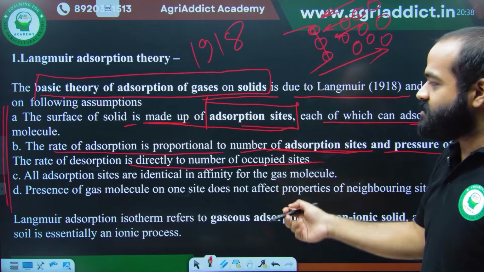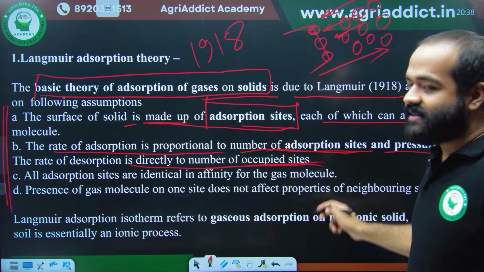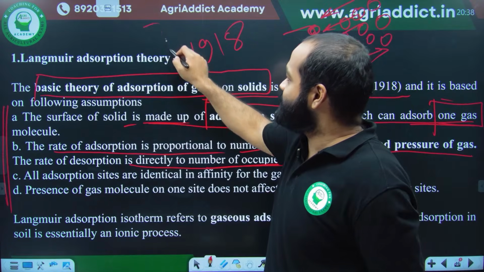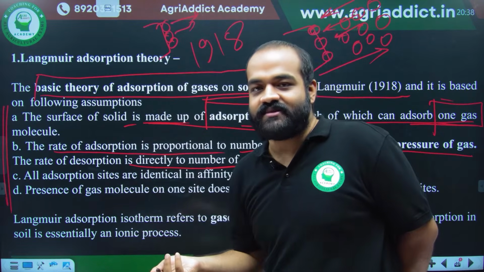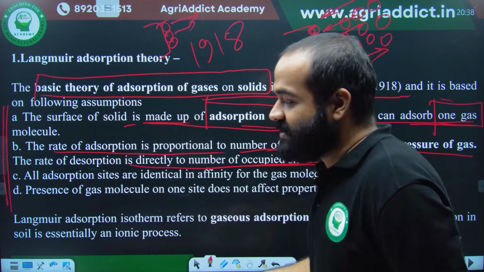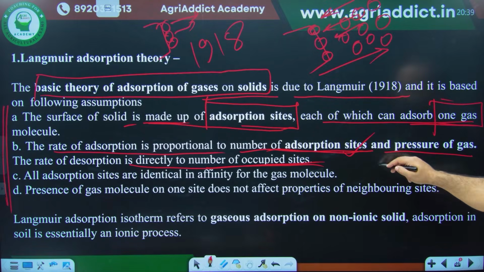And the rate of desorption will depend on the number of occupied sites. This is also extremely common sense. जितना site occupied है, उतना ही desorption हो सकता है, उससे ज़्यादा desorption तो हो नहीं सकता, है ना? So these are the 2 assumptions.